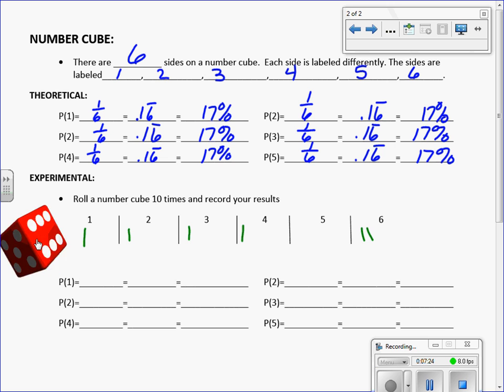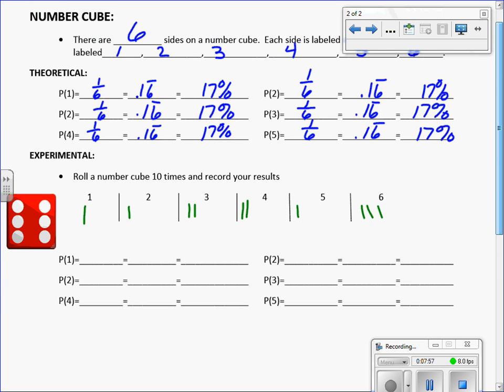Roll it again. I got a 5. Roll it again. I got a 3. Roll it again. I got a 4. Let's see here, 2, 4, 6, 8, 9. I have one more roll, and I get a 6. Okay, so let's go ahead and look at this data.